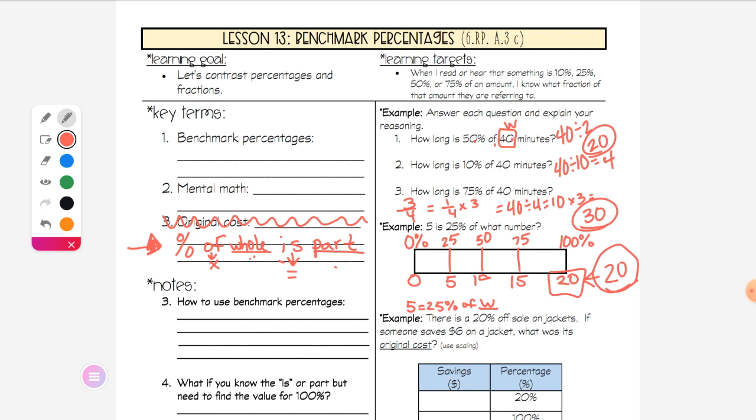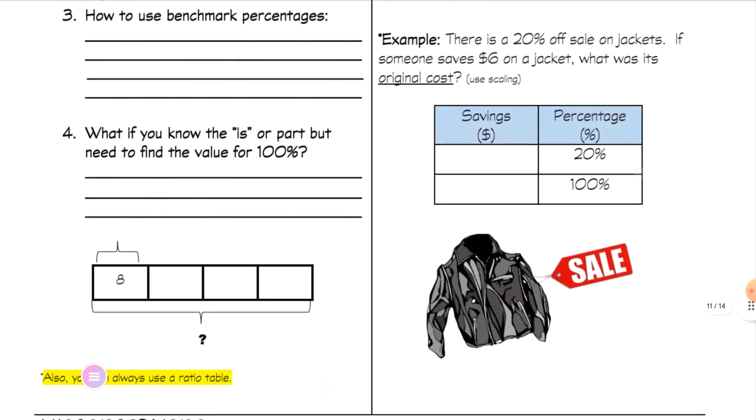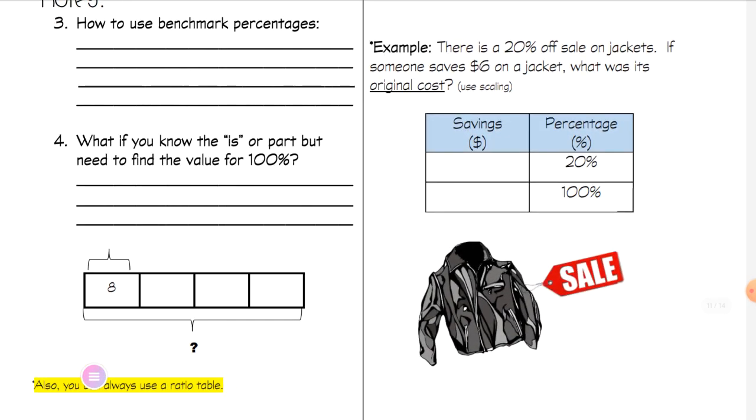Okay, next one. Everybody have this before I erase it? Okay, there is a 20% off sale on jackets. If someone saves $6 on a jacket, what was its original cost? Notice on the table they have 20% and 100%. Why do you think they have those two percentages, Livy? Because, well, one's on top of, you can multiply by 5 to get to 1.